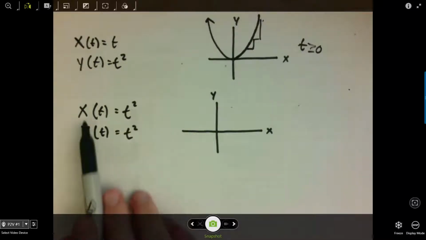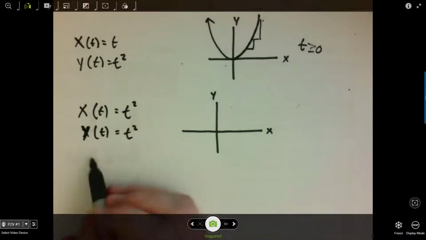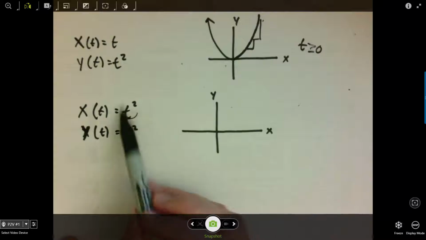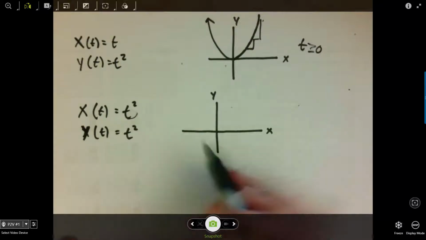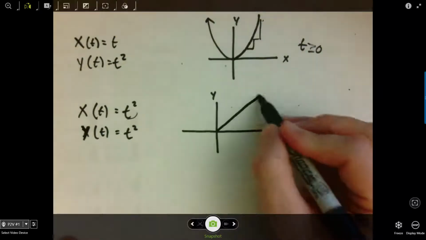So in this one, the x and the y values are both the same. So if you imagine making a data table, no matter what the value of t is, it's going to produce an x value that's the same as the y value. So right away, we know that this should be the line y equals x.